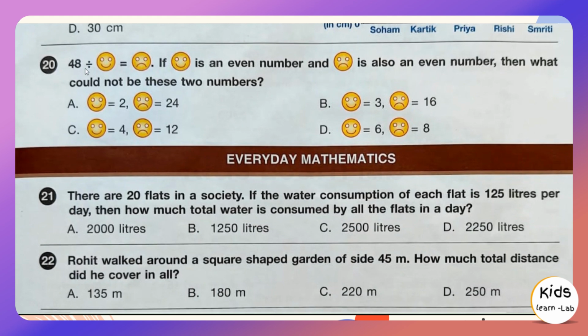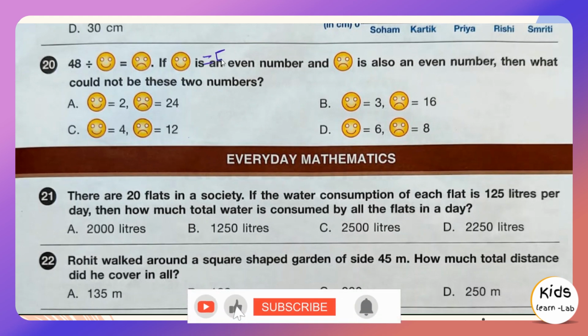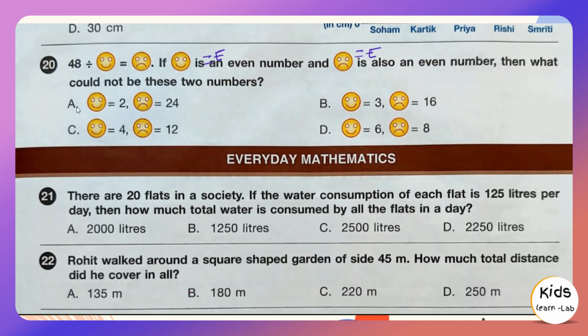20th question. 48 divided by a happy face is given sad face. If happy is an even number and sad face is also an even number, then what could not be these two numbers? So it is clearly given that a smile face is even number, and a sad face is also an even number. So let's check with the options. Option A is having two even numbers. Option B is having one odd number, one even number. So option B is the right answer, children.